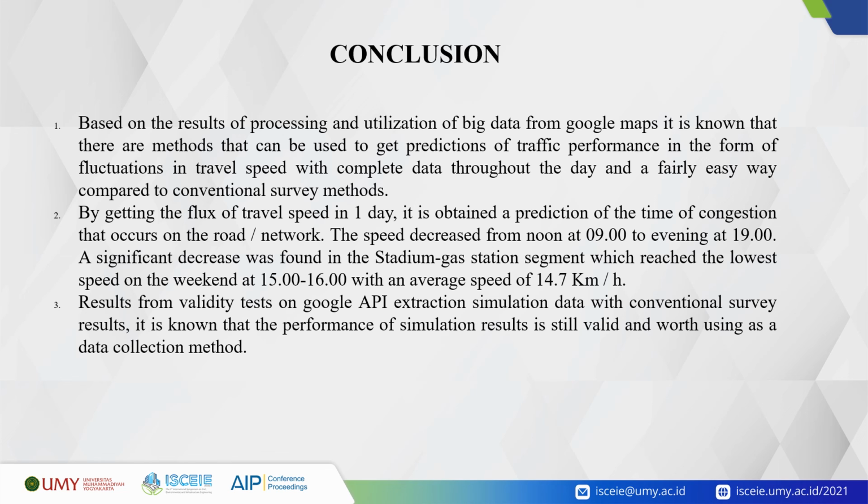Second, by getting the flux of travel speed in one day, it is obtained a prediction of the time of congestion that occurs on the road or network. The speed decreased from noon at 9 a.m. to evening at 7 p.m. A significant decrease was found in the stadium's gas station segment, which reached the lowest speed on the weekend at 3 until 4 p.m. with an average speed of 14.7 kilometers per hour. Third, result from validity test on Google API extraction simulation data with conventional survey results.